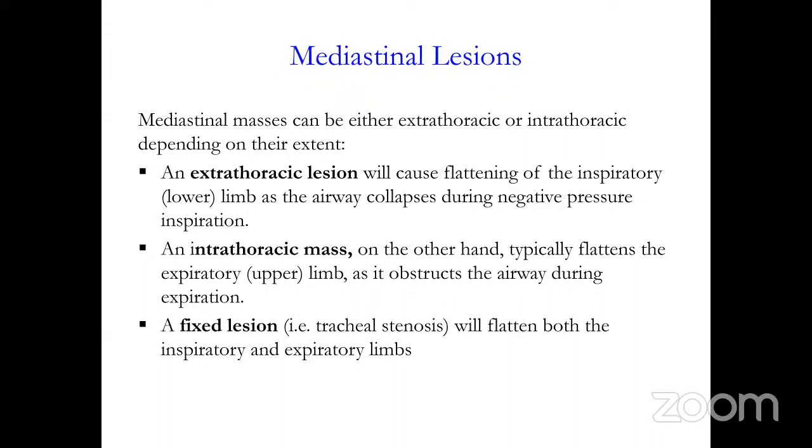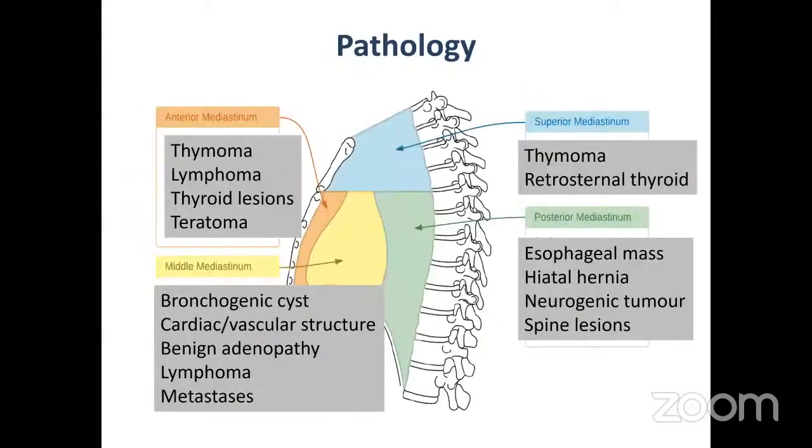There could be an extrathoracic lesion that can cause flattening of the inspiratory limb, where the airway collapses during negative pressures, especially affecting the respiratory system. There could be an intrathoracic mass, or there could be fixed lesions. So these are more of a terminology used when we try to divide these mediastinal masses based on the respiratory manifestations. I'll come a little later once again when I discuss these respiratory components.